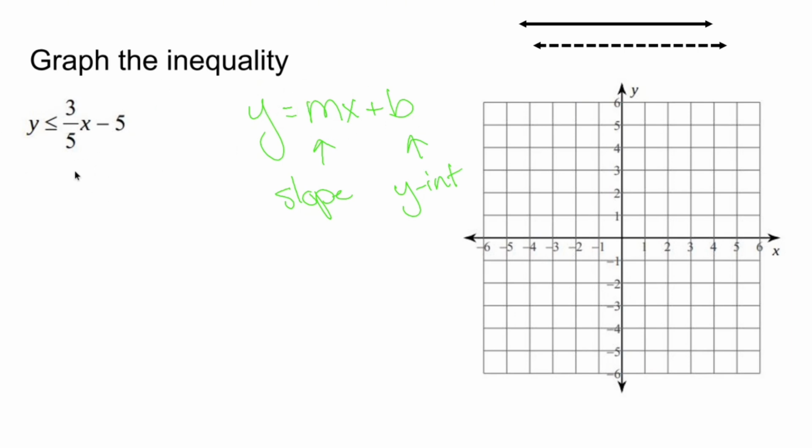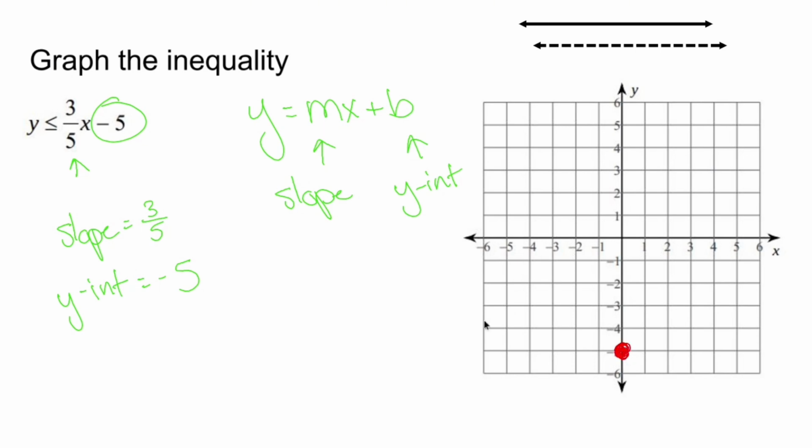I'm going to notice that my slope is 3/5. I'm also going to notice that my y-intercept is -5. And I'm going to place points based off of that information. So I'm going to start out always by putting a dot where the y-intercept is on the y-axis right here.